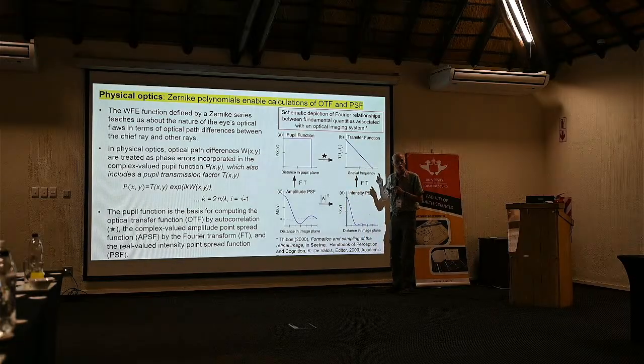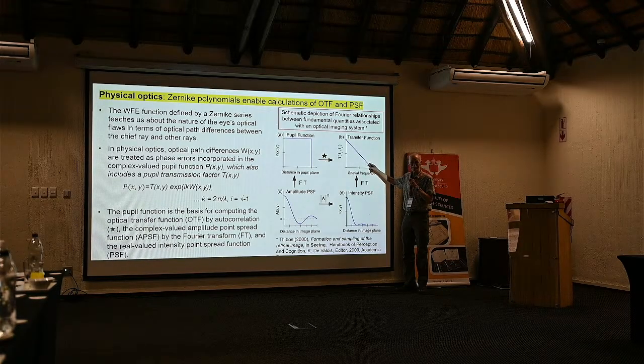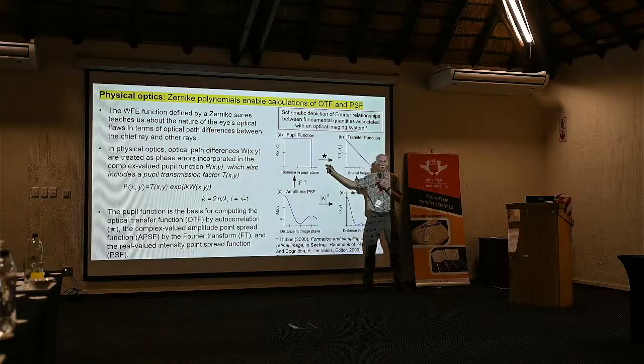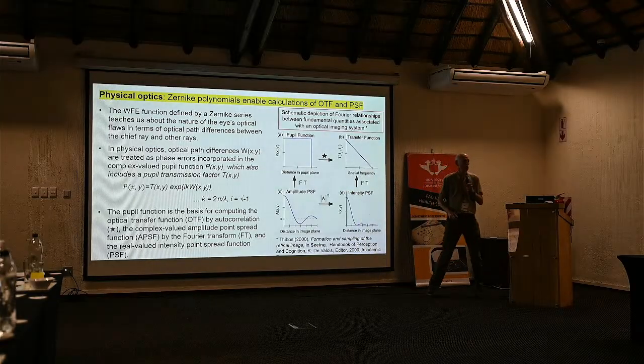There are 2 general ways to characterize the imaging quality of an optical system. One is the optical transfer function. How does the transmission of the system vary with spatial frequency? Conceptually, it's a lot like a contrast sensitivity function. How does the contrast on the retina depend on spatial frequency? And that can be computed from the pupil function by a mathematical operation called autocorrelation.